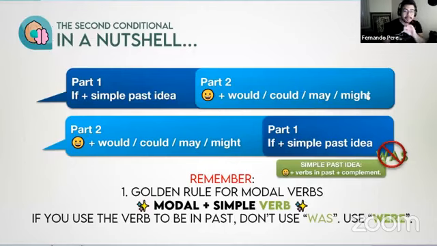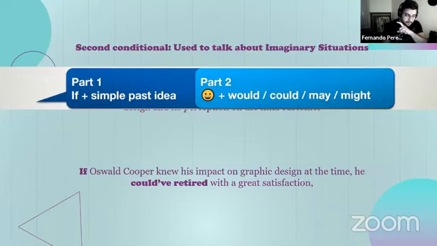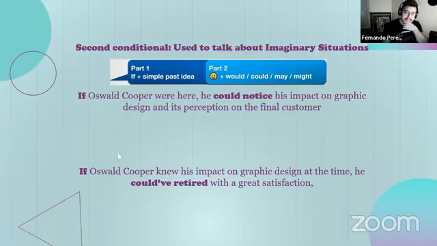And it's very important that you distinguish this structure from the second because they look very similar and we usually forget the difference. It's if plus simple past and then would. Contrasting with the second one, we have this.